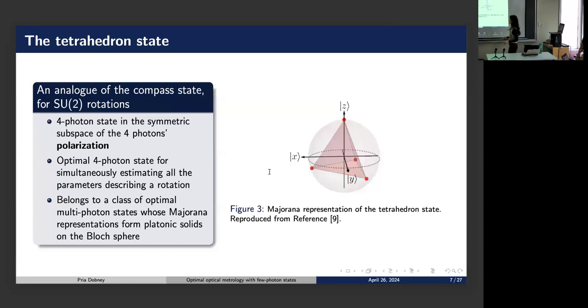I don't have a lot of time to explain properly what the Majorana representation means, but it basically corresponds to the zeros of the Husimi distribution, which is where each of these points are, and they are equally segregated on the surface of the Bloch sphere. And this is the tetrahedron state. It consists of 4 photons, which is the lowest dimensional of this whole class of states that have these representations in higher orders. So we attempted to make the lowest dimensional of these states using 4 photons.